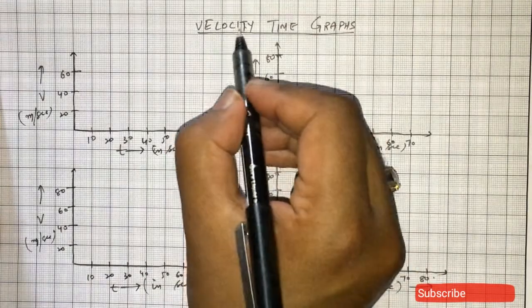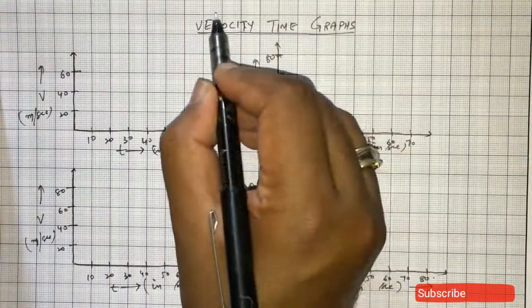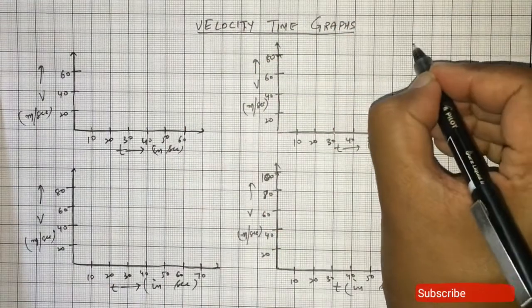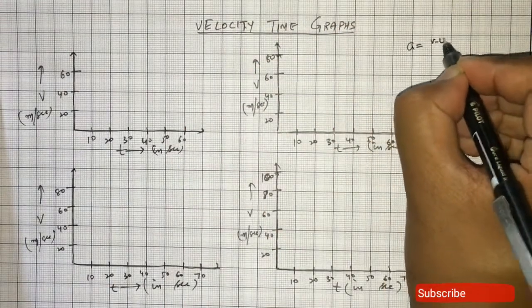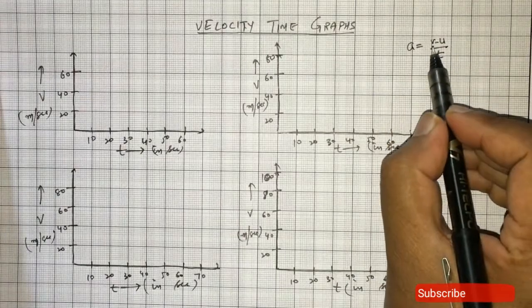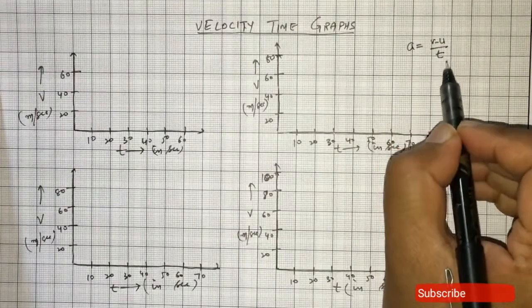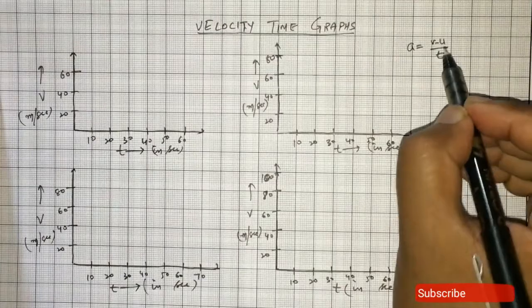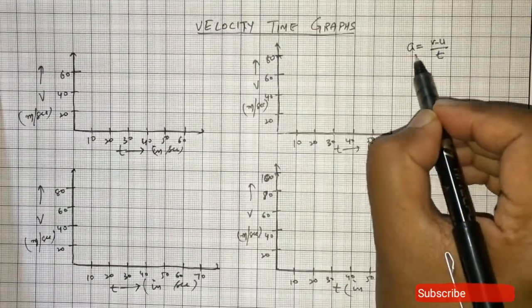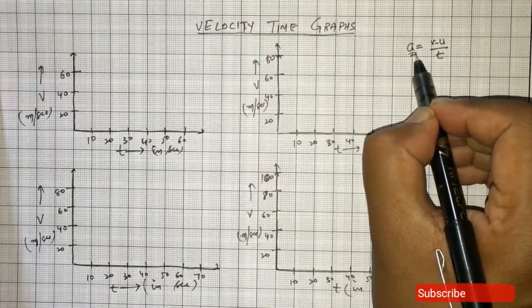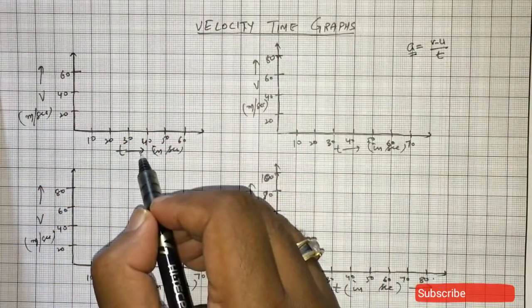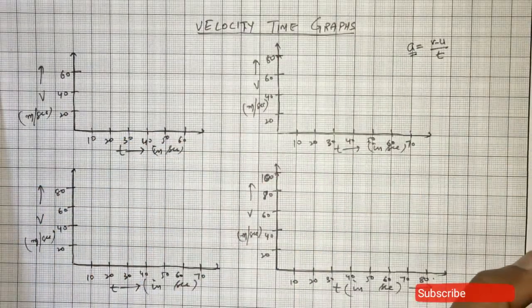So the concept is velocity time graphs. We know that acceleration is change in velocity upon time, means final velocity minus initial velocity upon time. So from the velocity time graph, we will get acceleration.